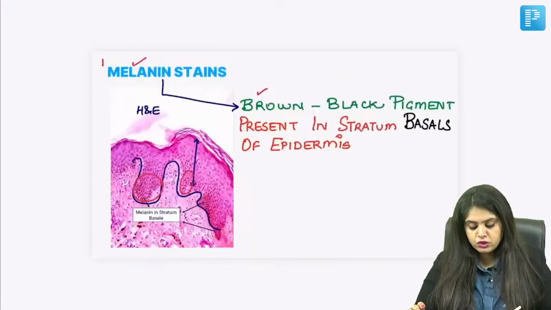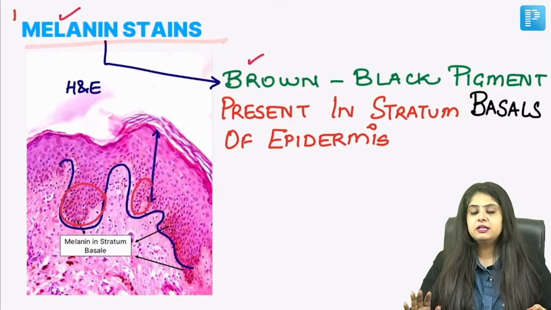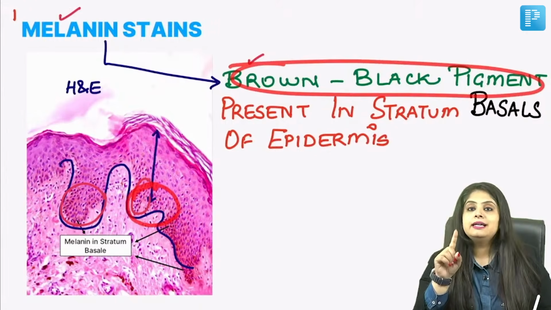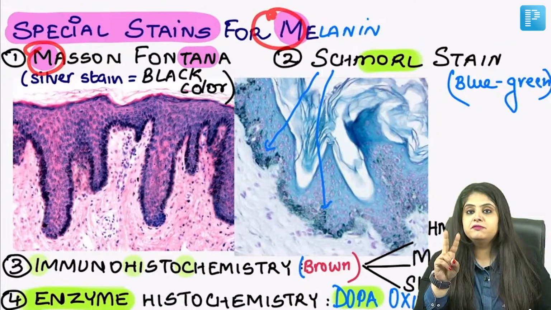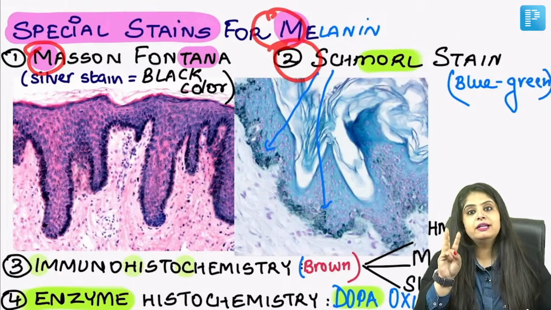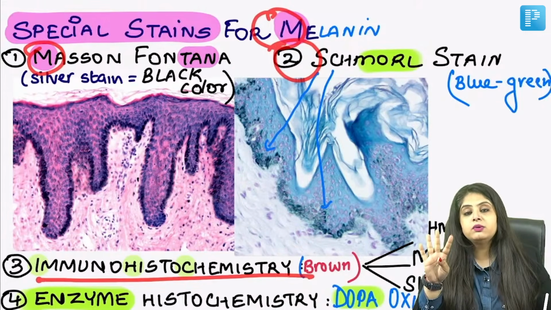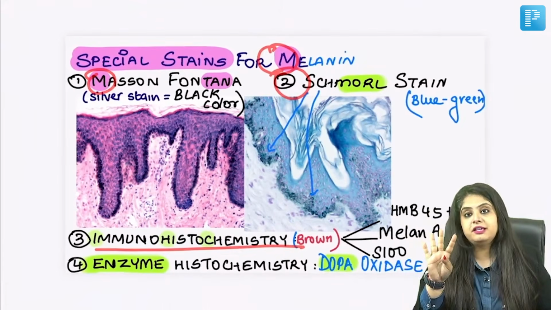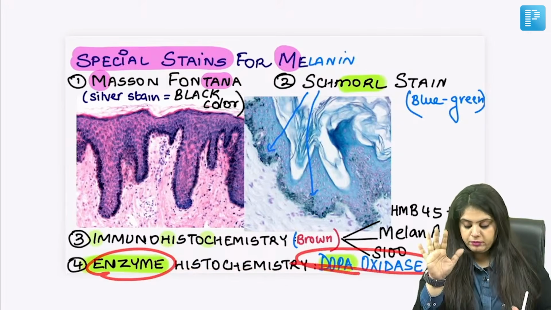Everyone, without me showing it to you, what are the stains you have to revise for melanin, because melanin is done. So tell me 5 questions of melanin. Number 1, what is the original color of melanin? It is brown-black pigment. Number 2, tell me the stains. So M for melanin, M for Mason Fontana, silver stain, so black color. Number 3, Schmoll stain, so mole, it is going to give a blue-green color. Next, immunohistochemistry, always brown color. There are 3 things coming under it: HMB45, melan A as well as S100. And the last one is the enzymatic method. For enzyme, it is going to be dopa oxidase.